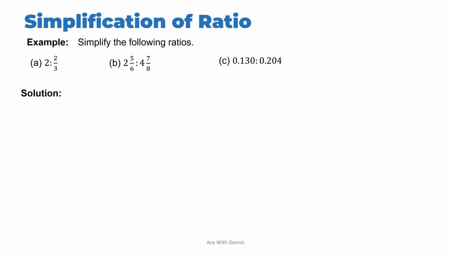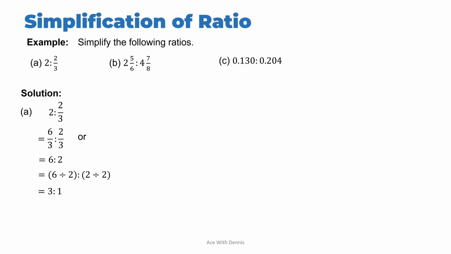Here is the solution. For A, the ratio of 2 to 2 over 3, we can make these two quantities have the same denominator, and it becomes 6 over 3 to 2 over 3. Since they have the same denominator, we can just remove the denominator and it equals the ratio of 6 to 2. Then we further simplify this ratio by dividing both quantities by 2, we get 3 to 1.